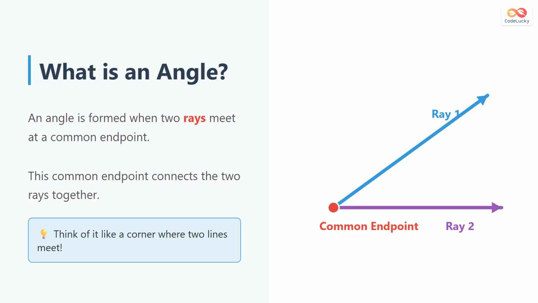First, let us understand what an angle actually is. An angle is formed when two rays meet at a single, common endpoint. Think of it like a corner where two lines connect.